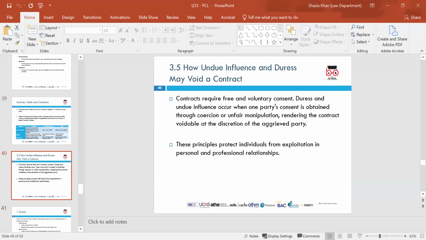So 3.5, how undue influence and duress may void a contract. Undue influence and duress can void a contract by undermining the principle of free consent, meaning that one party was not able to freely enter into the agreement due to improper pressure or manipulation exerted by the other party, making the contract potentially voidable at the affected party's option. Essentially, if a contract is formed through undue influence or duress, the court may deem it unenforceable. So it's really important to identify that.